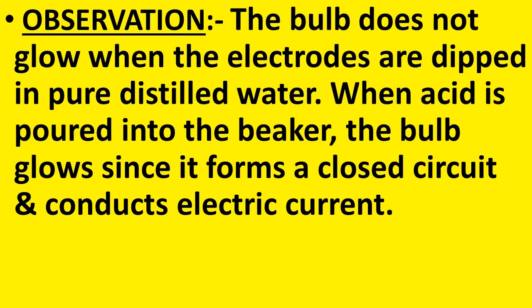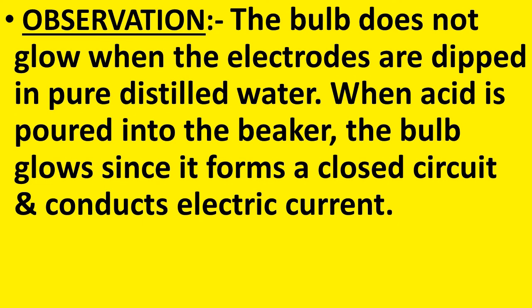Now, let us see the observation. The bulb does not glow when the electrodes are dipped in pure distilled water. When acid is poured into the beaker, the bulb glows since it forms a closed circuit and conducts electric current.